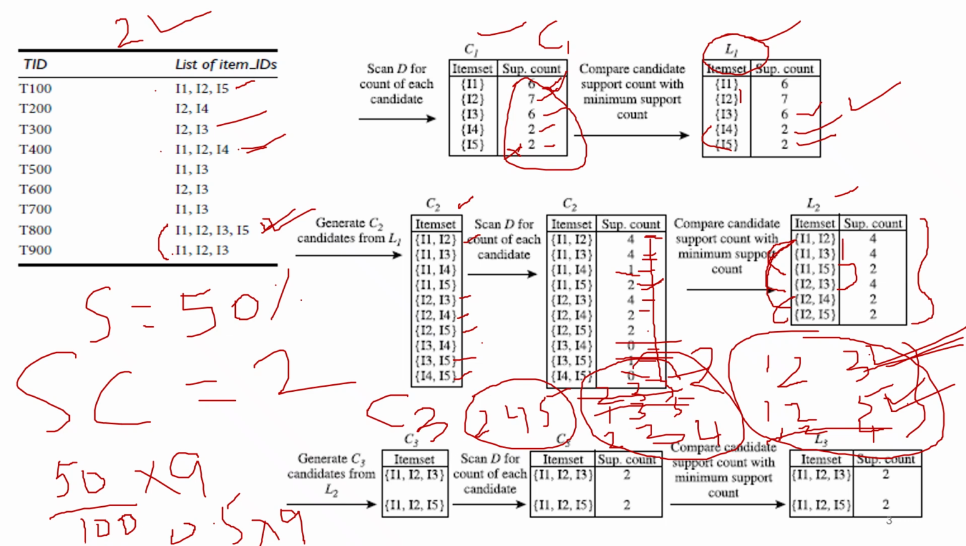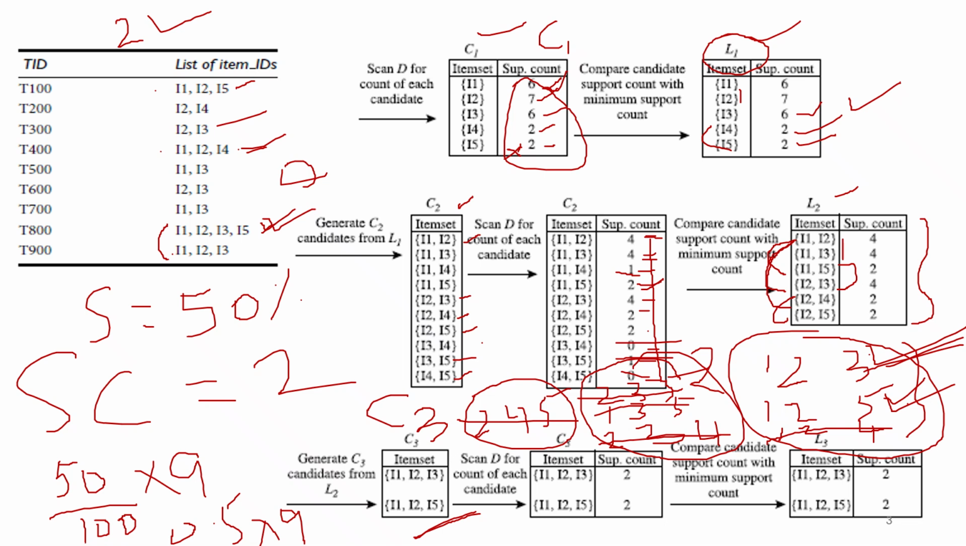And then I2, I3, I4. Not even 1. It is 0. So I am calling it off. I'm not taking it. Then I2, I4, I5. Not even 1. So the remaining five are taken off as they do not have the minimum support count even. So only I1, I2, I3 and I1, I2, I5 are actually satisfying the minimum support count.